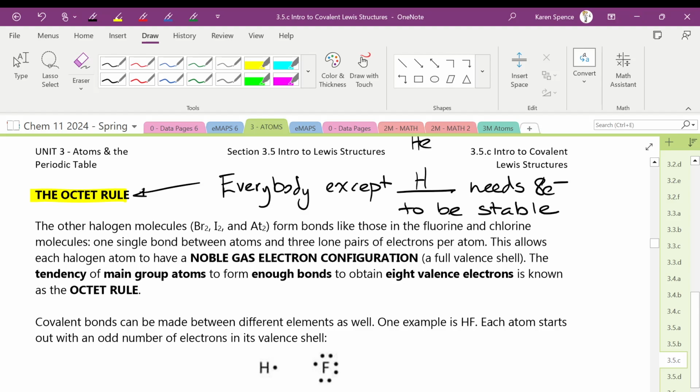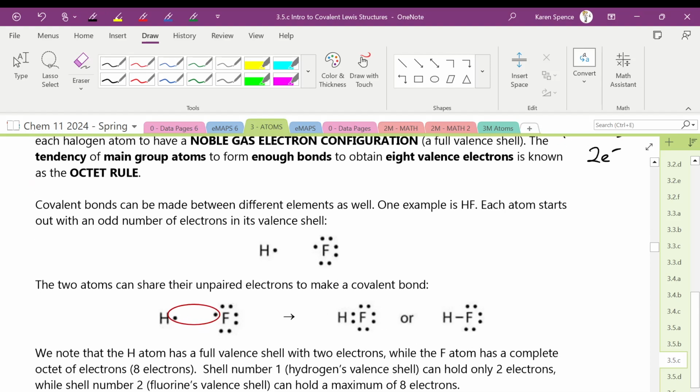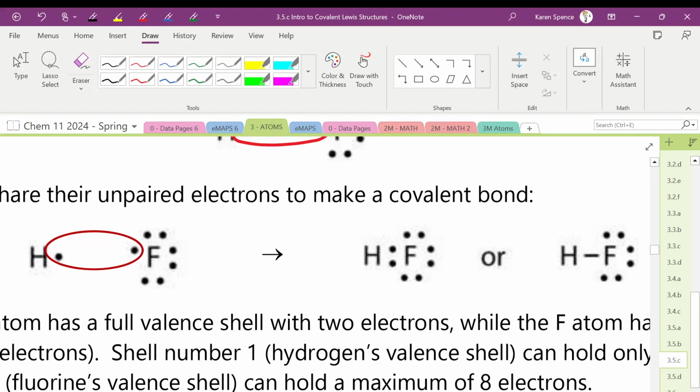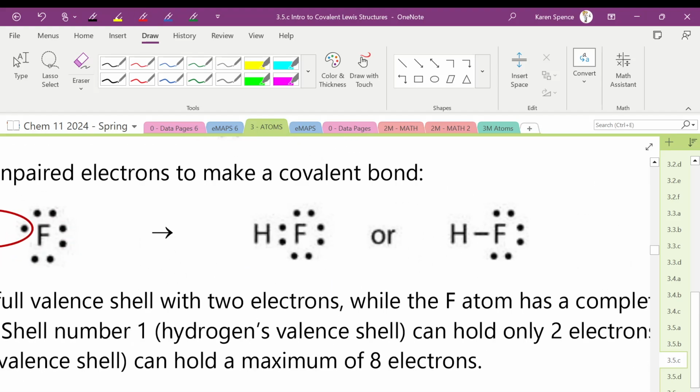How many does hydrogen need? How many electrons does hydrogen need? 2. Okay, good. Now, can we make hydrogen and fluorine both stable by sharing some electrons here? Yeah, we could share here and here. That would give hydrogen 2, and it would give fluorine 8. Look at that. So we could draw it like that or like that.